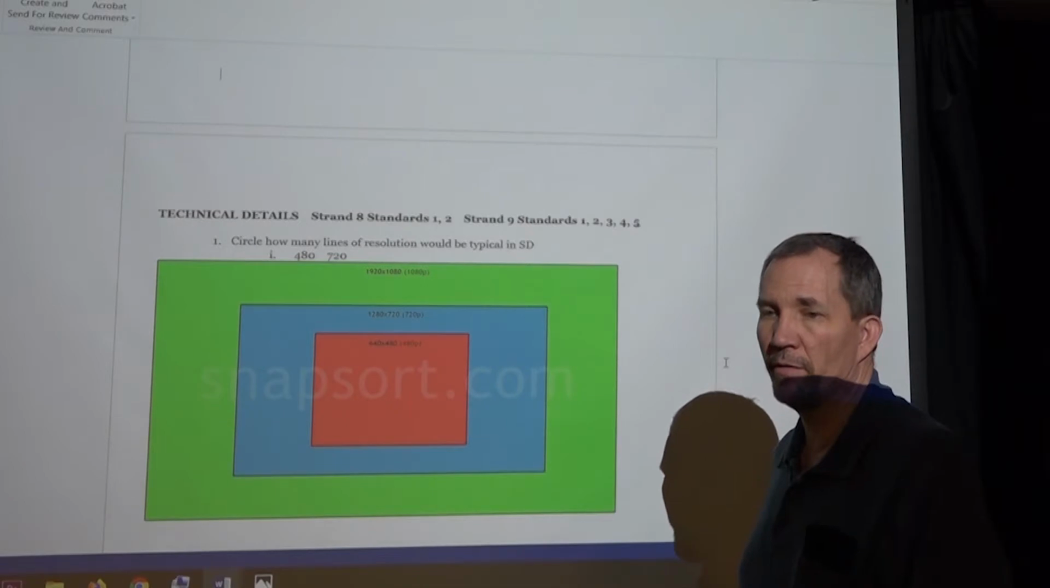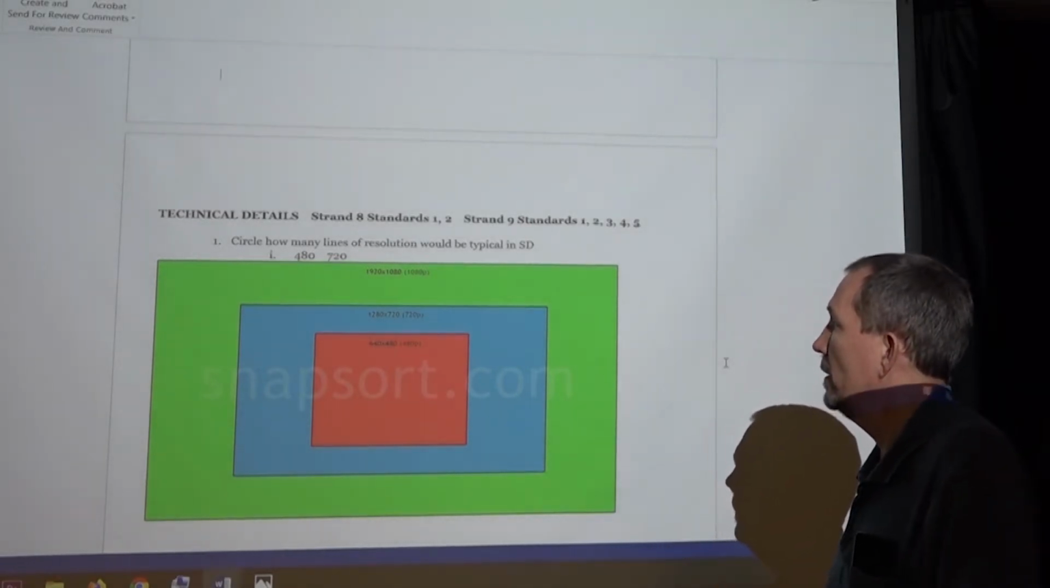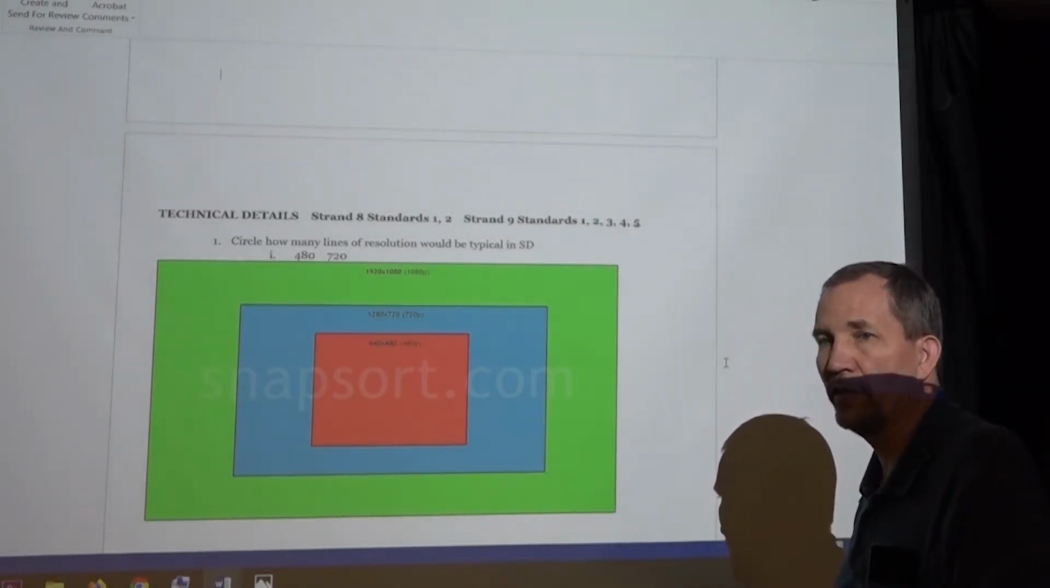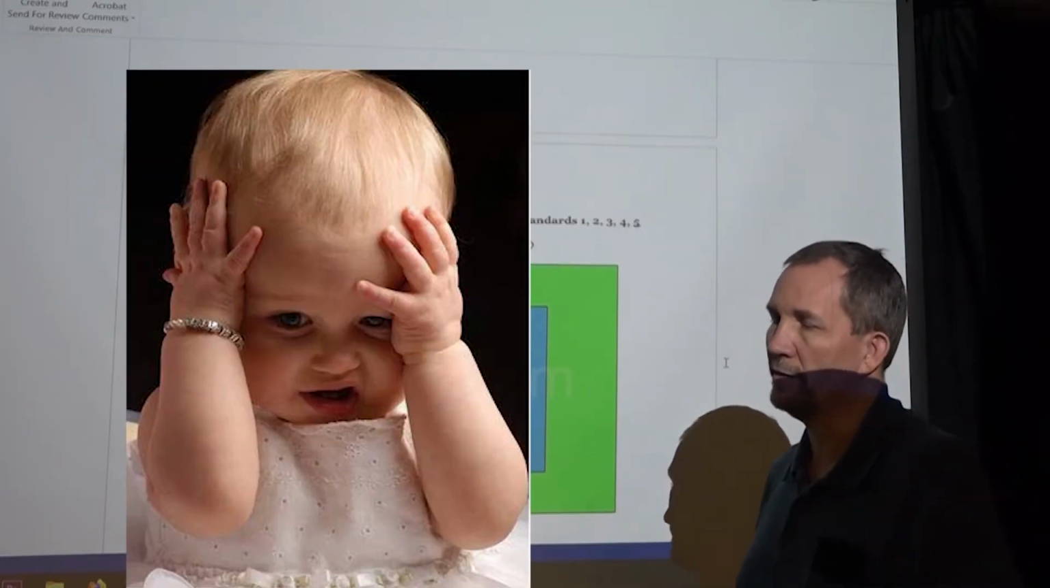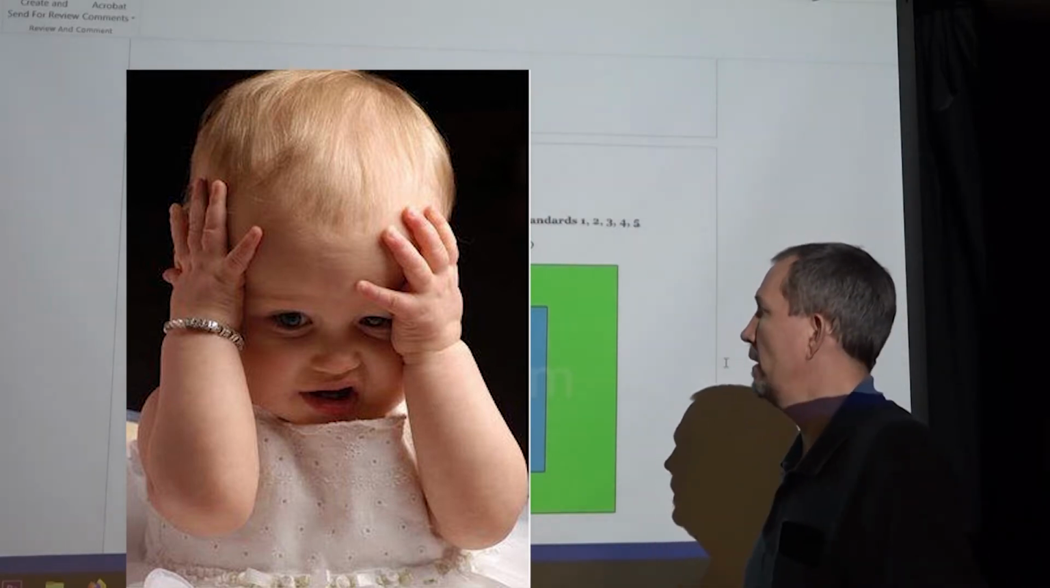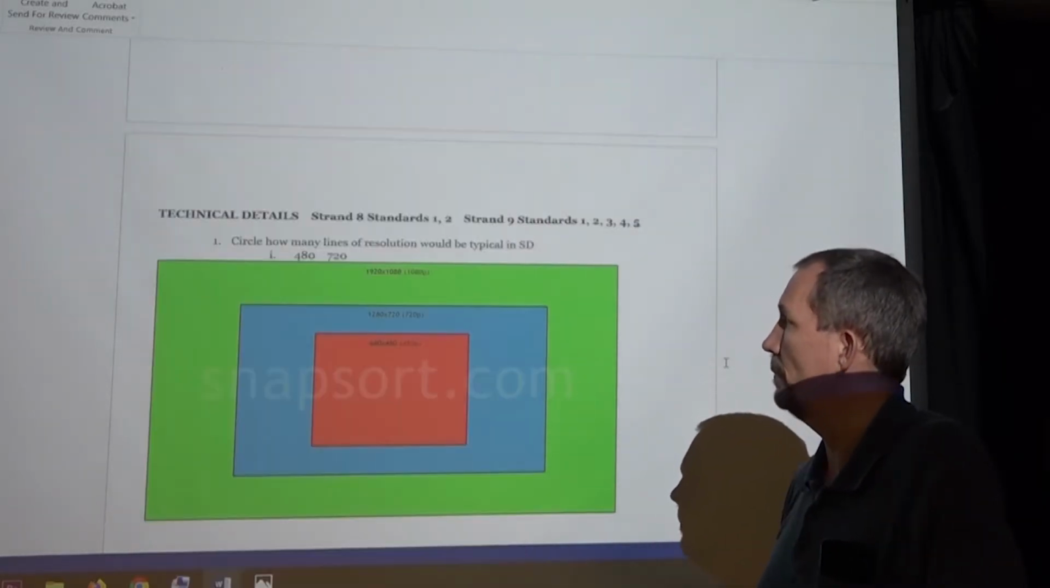Alright, we're coming to the end of our study guides. This is a technical details section. All you techies and nerds will get off on this. The rest of you are going to go, oh my gosh, this isn't fun, this isn't creative. Well, you still need to know this stuff, it's useful.